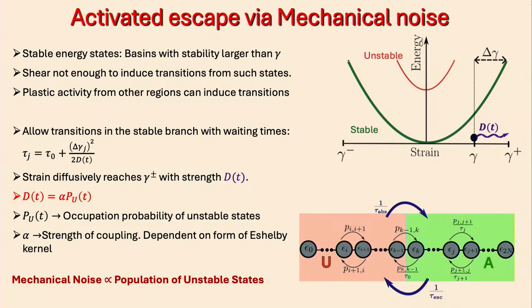Okay? So here, just for concreteness, I have all my energy states, and for a given strain amplitude, this is the boundary between stable and unstable states. I'm going to ask what is the probability for the system to be in the unstable states, and that probability is going to determine what the diffusion coefficient will be, which will allow me to escape out of the absorbing states.